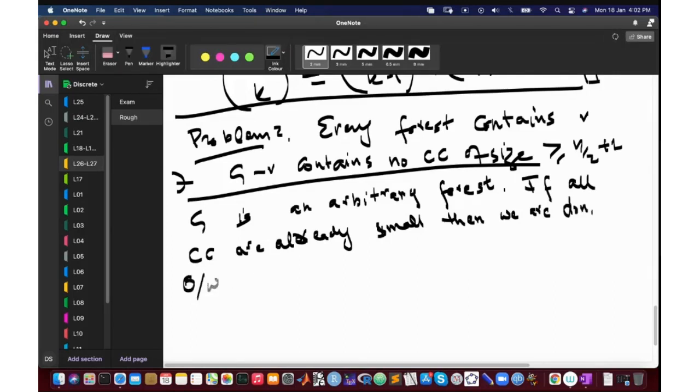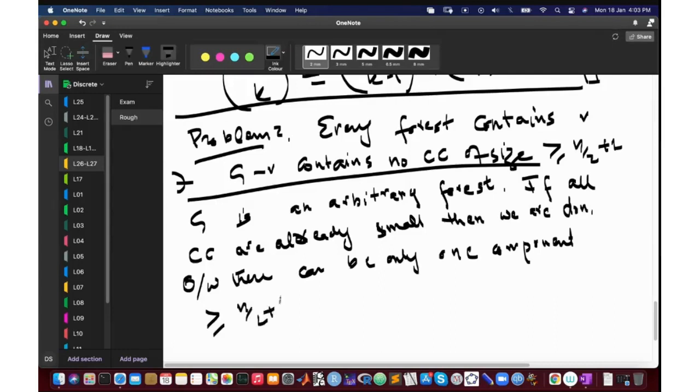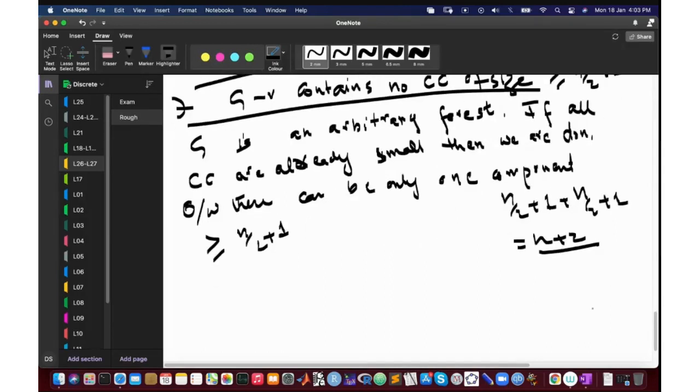Otherwise, there can be only one component जिसका साइज n/2 plus 1 या उससे ग्रेटर हो. हाँ, एक ही कंपोनेंट हो सकता है जिसका साइज n over 2 plus 1 के इक्वल हो या इससे बड़ा हो. ओके, क्योंकि दो नहीं हो सकते ना, दो आप जोड़ेंगे तो you would get something more than n. Okay, so you would get n over 2 plus 1 plus n over 2 plus 1, which is equal to n plus 2. Okay, so you can't have this, you can have only one.